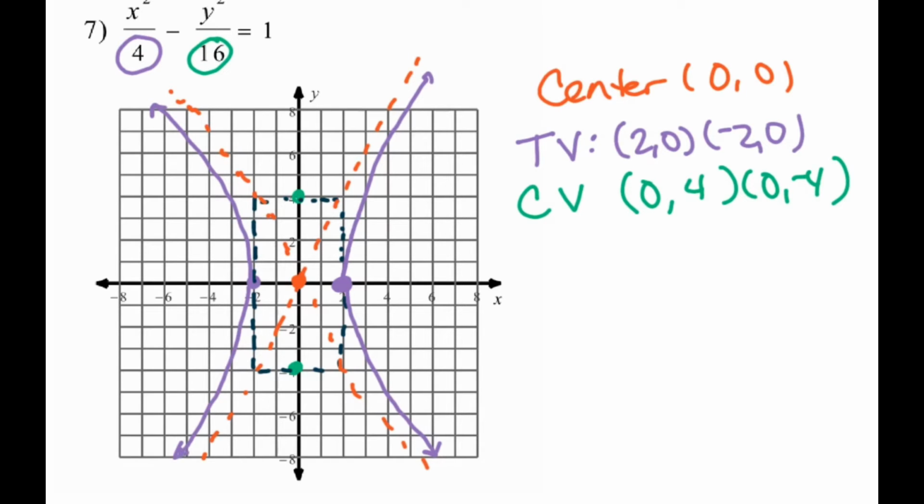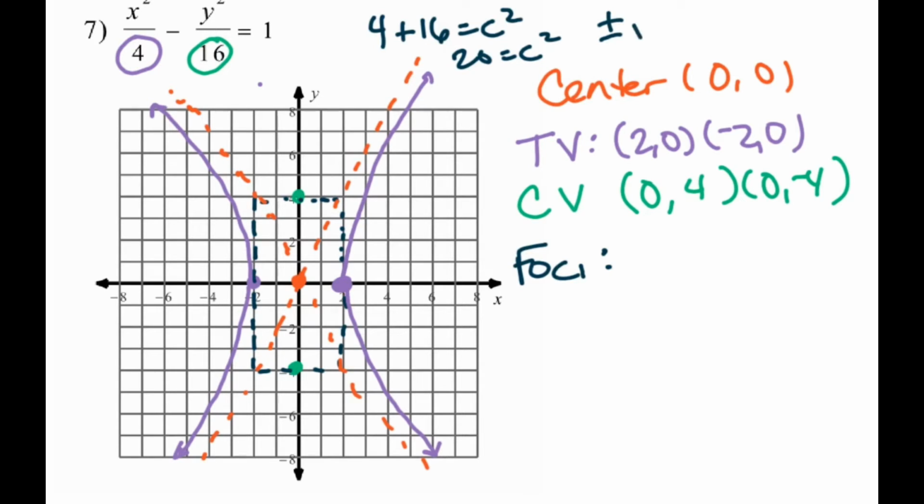So approaching but not touching, and that's your hyperbola. Now the last thing that I need to find is the foci. To find the foci, I'm going to say a squared plus b squared equals c squared. So that's 20 is equal to c squared, so c is plus or minus the square root of 20, which is plus or minus 2 square root 5.